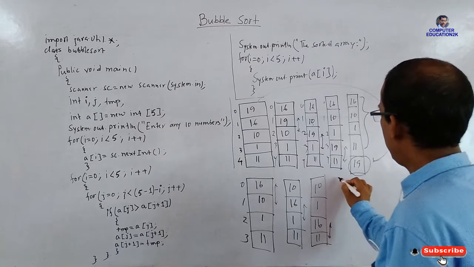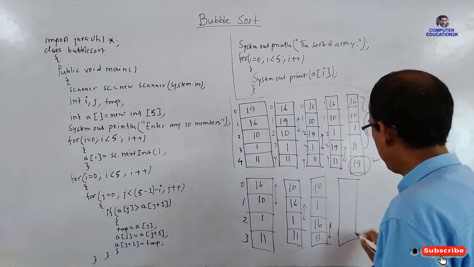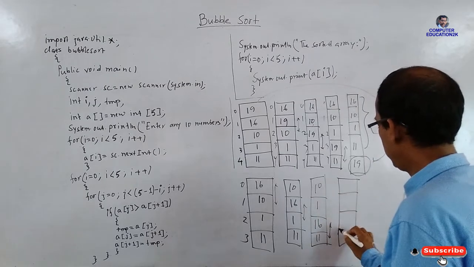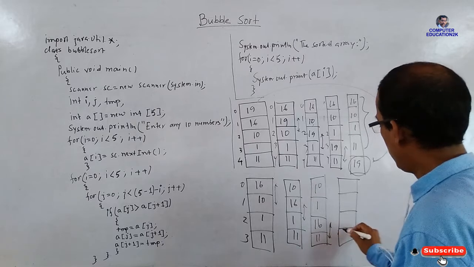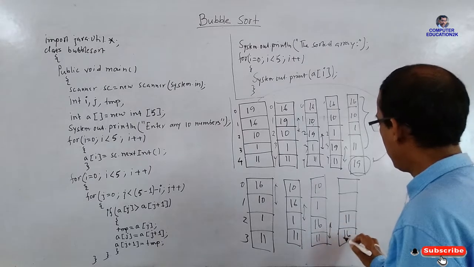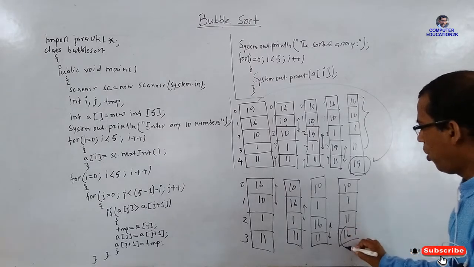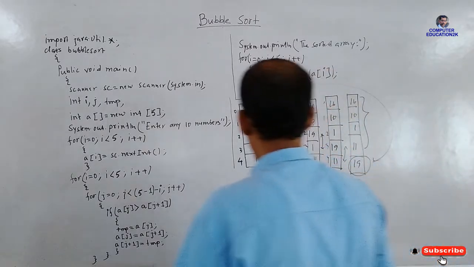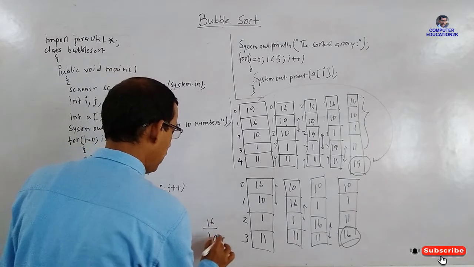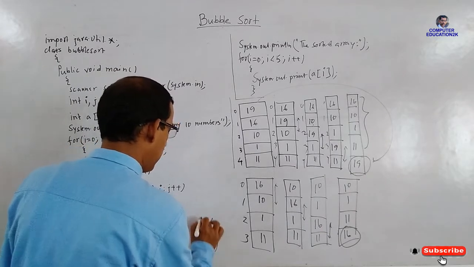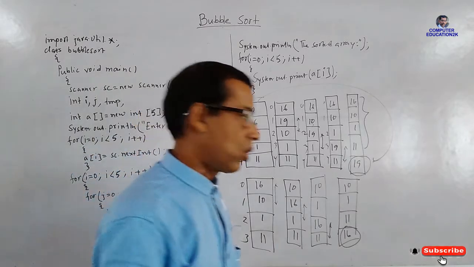Okay, so you can see now 16 is bigger than 11, so 11 will go up and 16 will come down, 10, 1. So you have seen 16 is also sorted. Previously 19 was sorted, and now 16 has been sorted. Two values have been sorted.